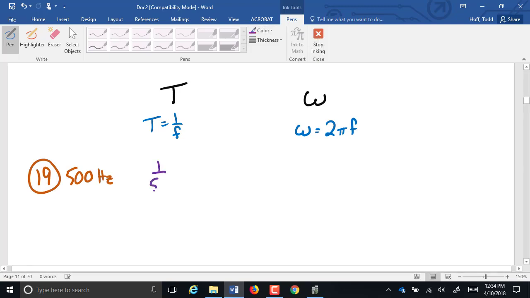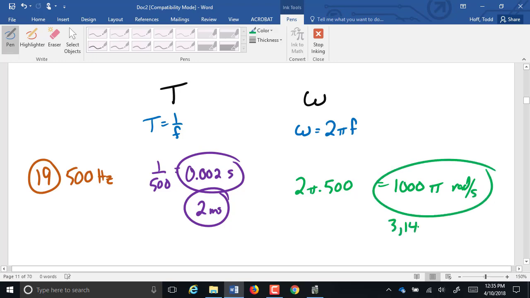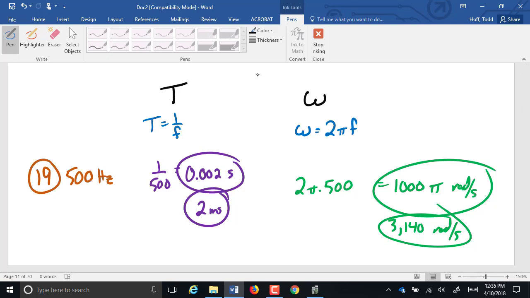So our period is 1 over 500, or 0.002 seconds, or 2 milliseconds if you prefer. Omega, the angular velocity, is 2 times pi times the frequency. So 2 times pi times 500 is 1,000 pi radians per second. Or if you wanted to multiply it out, it could be 3,140 radians per second. Either way. Any questions there? Or if you use the pi key, it might be 3141.59. Any variation of pi times 1,000 will work.